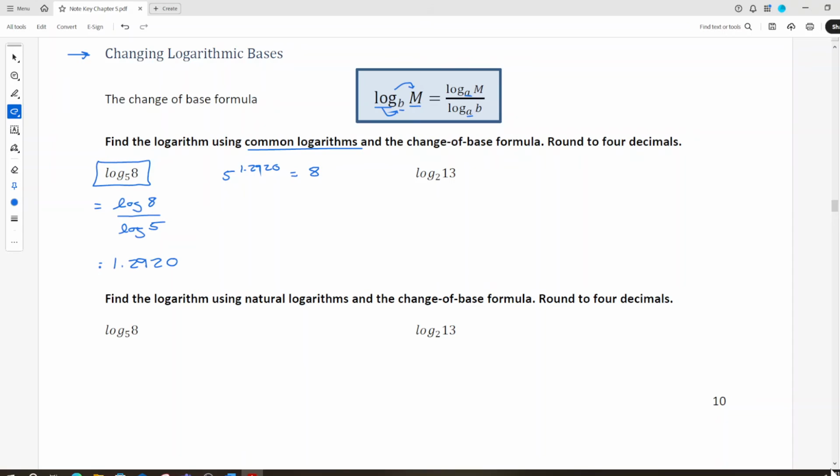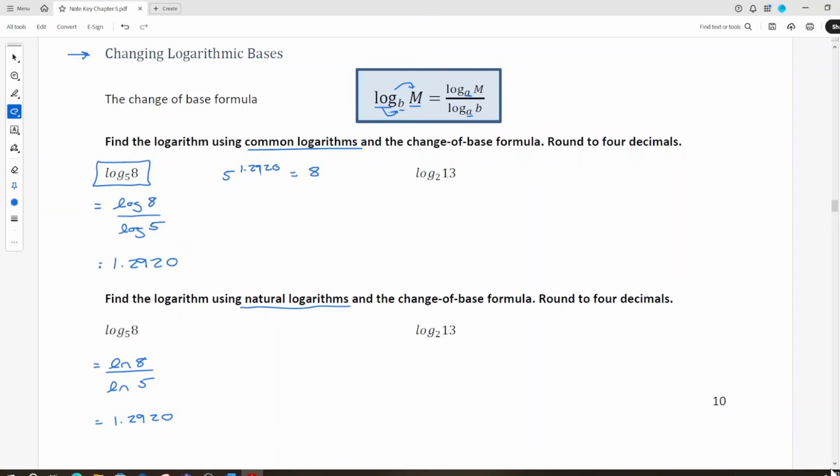Now, just to show you, we could use any base. So let's use the natural logarithm because that one we also have in our calculator. So instead of putting this as log base 10 of 8 over log base 10 of 5, let's do this as log base e, or ln of 8, over log base e, or ln of 5. So just quickly plug that in your calculator. Ln 8 divided by ln 5. Oh, look at that. 1.2920, because it doesn't matter what you choose as the base, as long as it's the same top and bottom, right? You couldn't do log 8 divided by ln 5. It has to be the same.